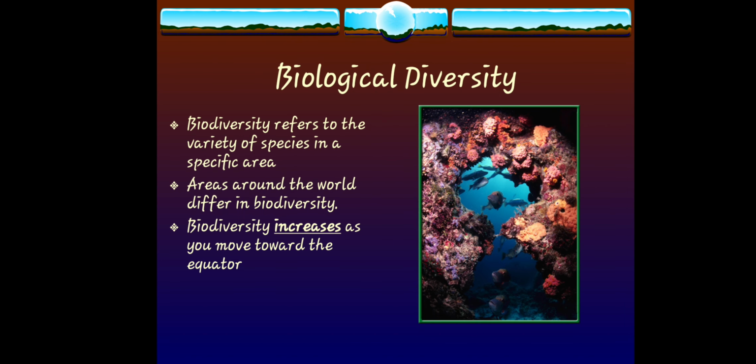Let's go now to discussing biological diversity. It is actually in the form of biodiversity, or somehow more explanation on the topic or term, which is biodiversity. So biodiversity refers to the variety of species. I've already said that one: variety of species, living organisms, even bacteria or certain microorganisms are presented in biodiversity. Areas around the world differ in biodiversity. Biodiversity increases as you move toward the equator.